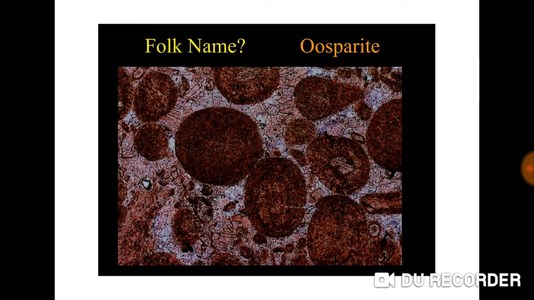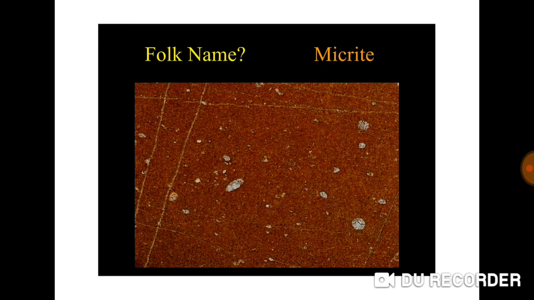The next one is oosparite. Here you see the oo stands for the ooliths and sparite stands for the sparry calcite cement, or we can say that it is a limestone consisting of ooliths together with sparry calcite cement. Now this limestone has more than 90% micrite, so its name is micrite.